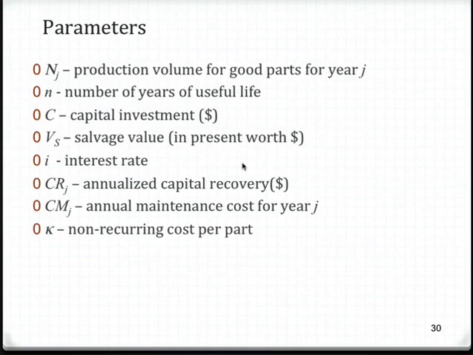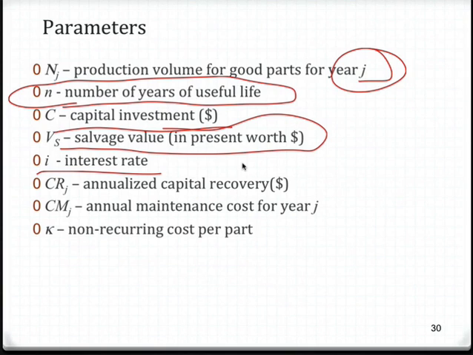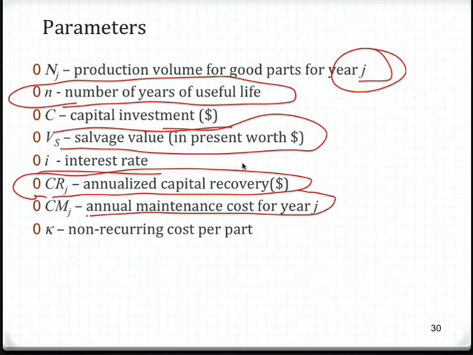So the parameters we'll use here are production volume that we saw before, but now we'll index it on the year, because we know that production will be changing each year. And then our time horizon for the number of years that we'll be able to use this equipment. And then our capital investment, that initial upfront investment, and perhaps some salvage value at the end in present worth dollars, your interest rate, and then we'll determine this annualized capital recovery and an annual maintenance cost per year over that time horizon. And then kappa will be our non-recurring cost per part. So that's what we're going to use in determining our overall direct cost.